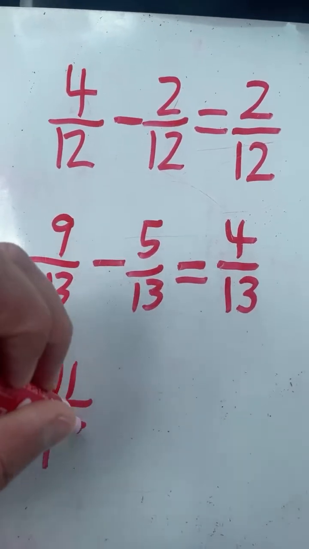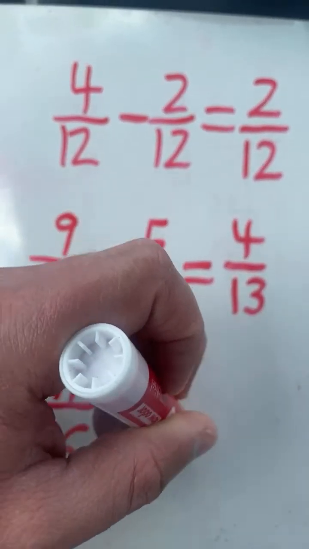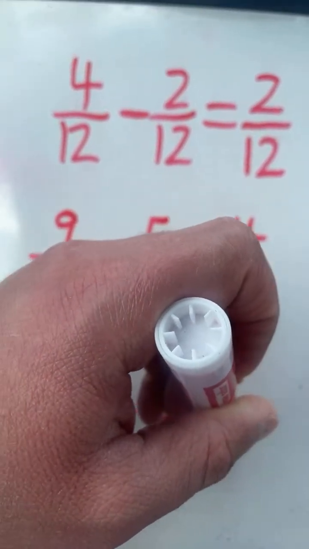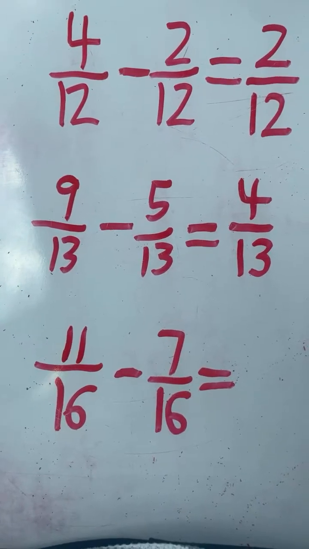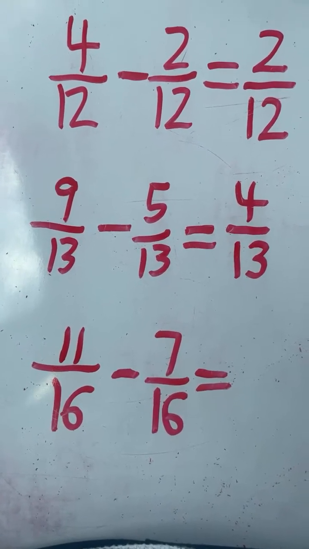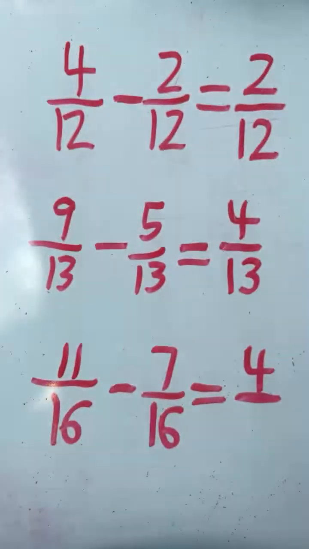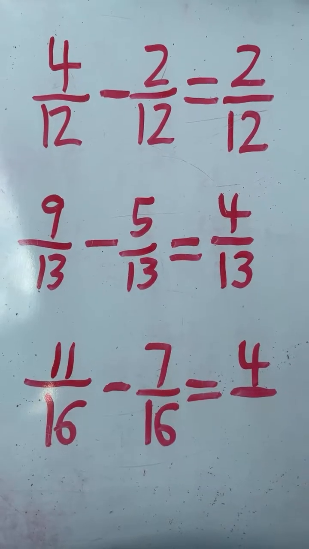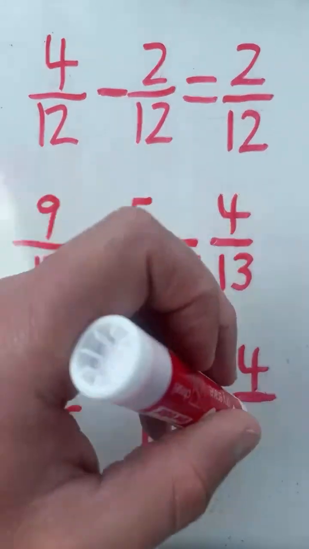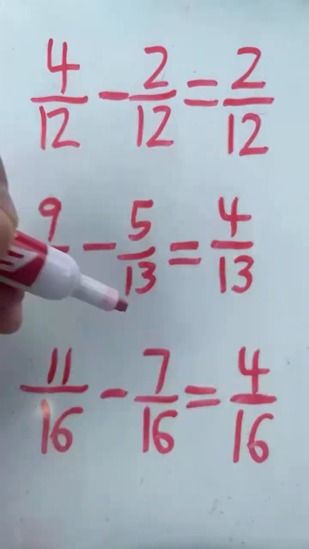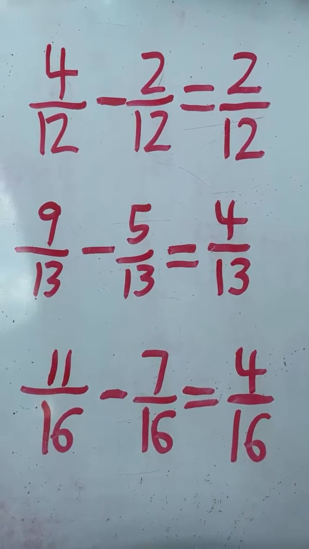All right, next fraction we're subtracting, 11/16 minus 7/16. Step 1, we subtract our numerators. 11 minus 7 equals 4. Step 2, we keep our denominators the same. So the denominator is 16 in both the fractions we're subtracting, so it's going to be 16 in our answer. 11/16 minus 7/16 equals 4/16.